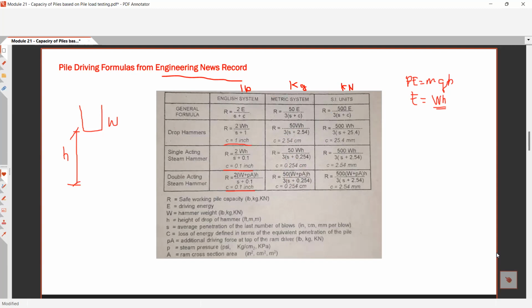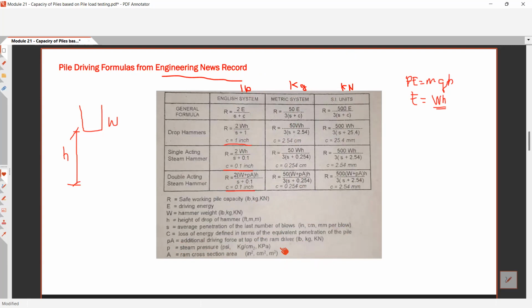Okay. So ito ang H dito is naka-feet, dito naman naka-meters, dito naka-meters. Then yung steam pressure P natin, yung PA natin dito, okay, is in pounds, dito naman is in kilogram, dito is in kilonewton. For steam pressure P, okay, dito is in PSI, dito is kilogram per cm squared, and dito is kPa. And for area in the cross section, dito is square inches, dito is square centimeters, and dito is square meters.